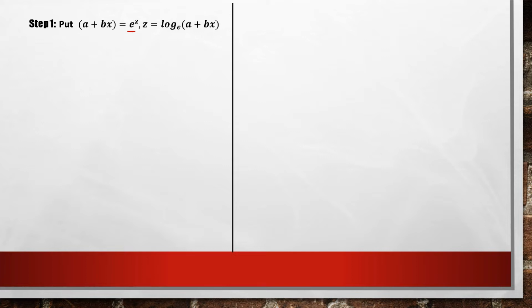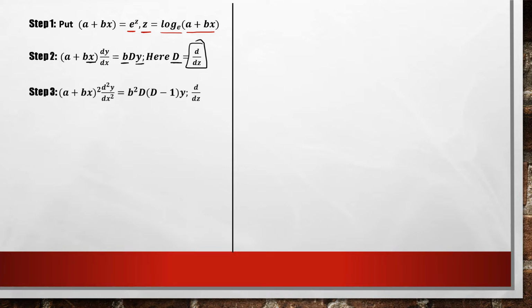After taking log, what we will get? z equals log base e of a plus bx. Now what is the second step? The second step is, wherever you have a plus bx into dy over dx, put b D y, where b is small b. What is capital D? Capital D is the derivative with respect to z. And what is this b? This b is the coefficient of x. The third step is, wherever you have a plus bx whole square d square y over dx square, put b square D into D minus 1 y.